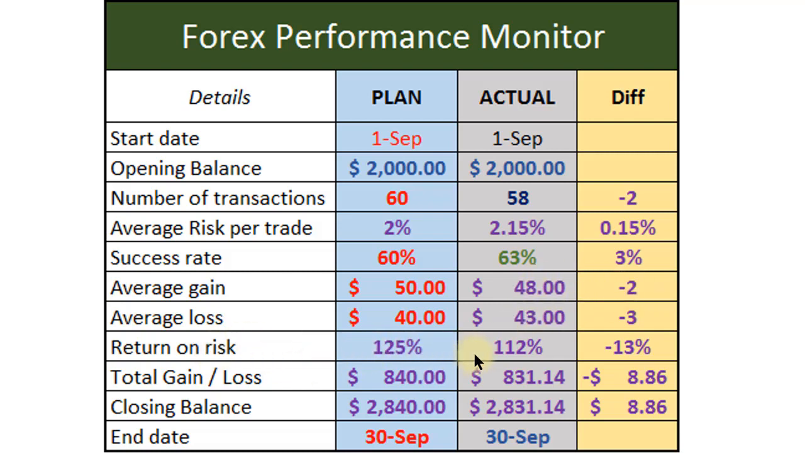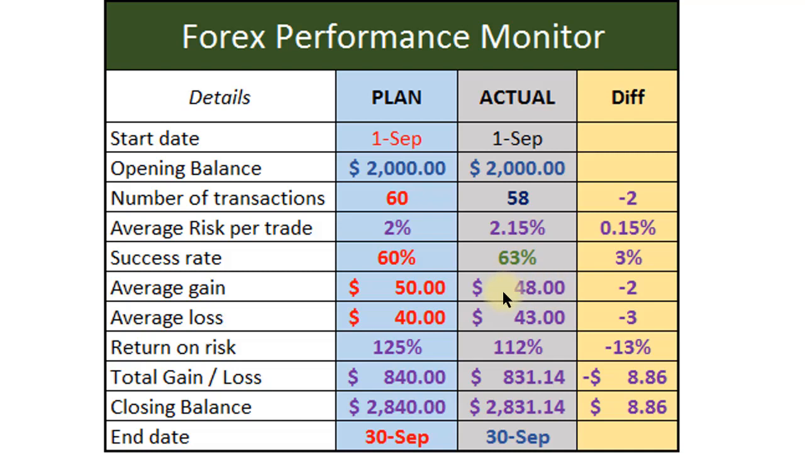And that lowered my return on risk from my target of 125 to 112%, and that marginally lowered my income because I had a better success rate. So the success rate made up for the lower return on risk. So there we are. Now I have areas to work on.